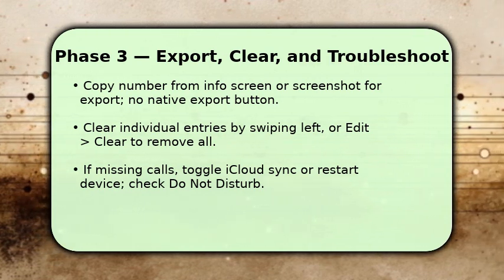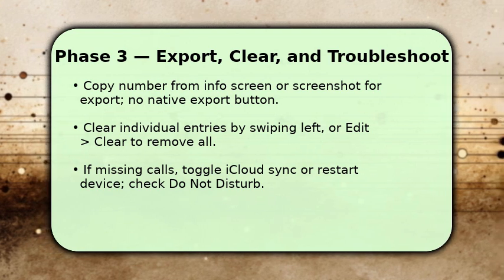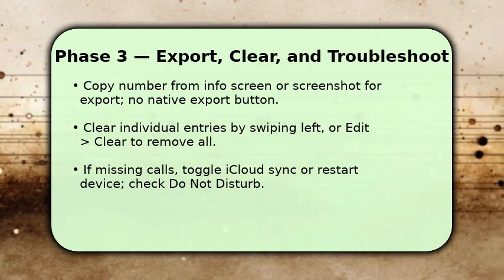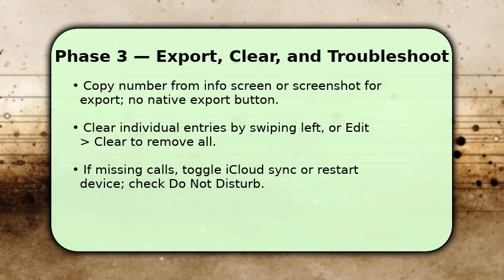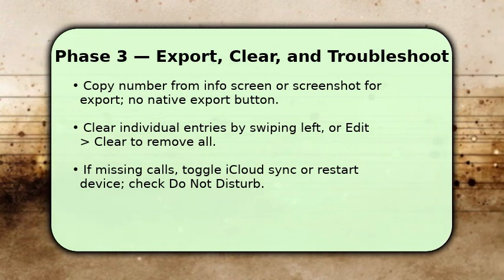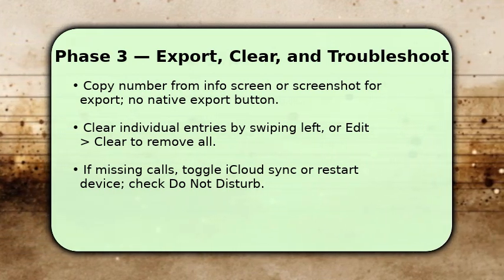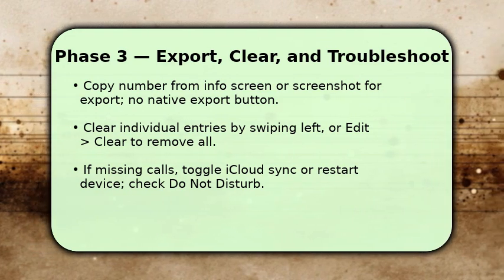If a call isn't appearing, troubleshoot by toggling iCloud contacts/phone sync and sign back in, or restart your iPhone. Also check Do Not Disturb and blocked contact settings. These steps fix most visibility problems quickly.